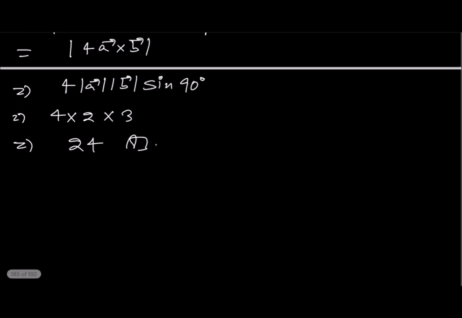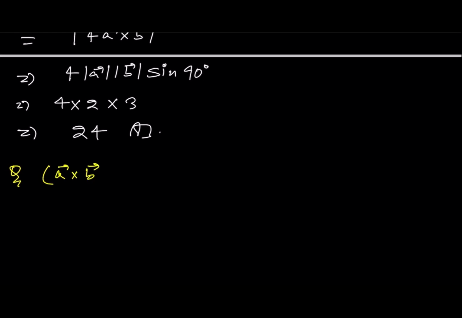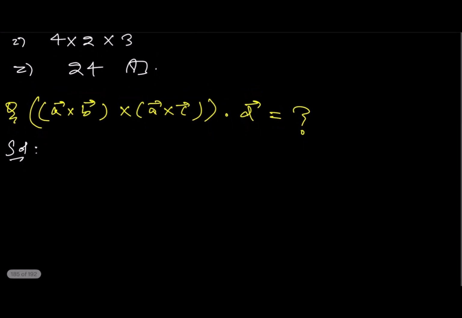Okay, now again one question is again based on vector product of 4 vectors, that is (A cross B) cross (A cross C) dot D is equal to question mark. So how we can evaluate this? For the time being, let us take A cross B as U vector. So U cross (A cross C) dot D.